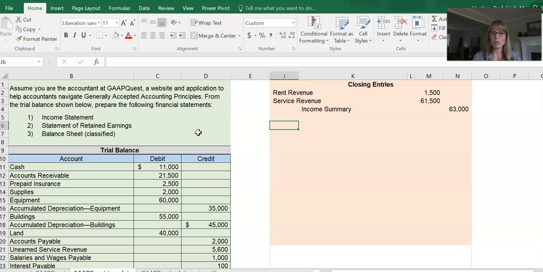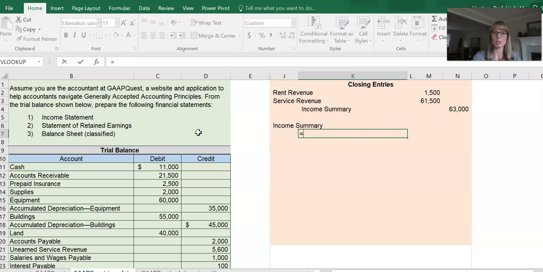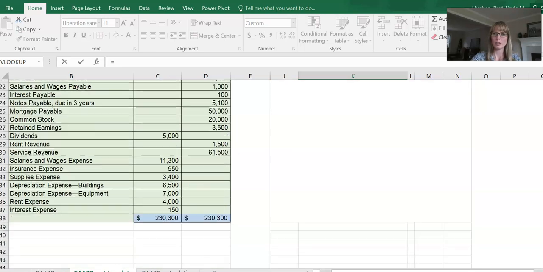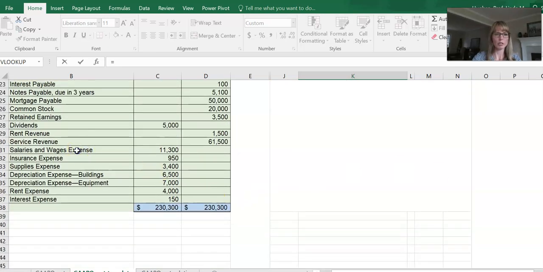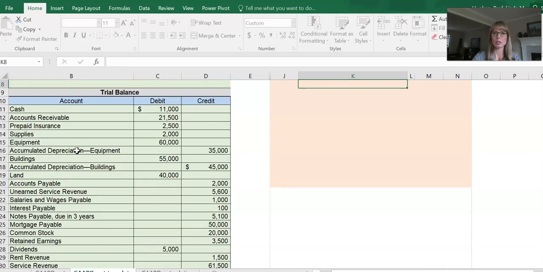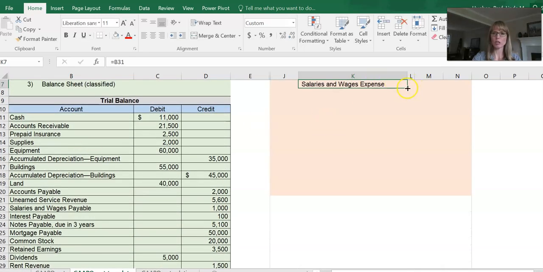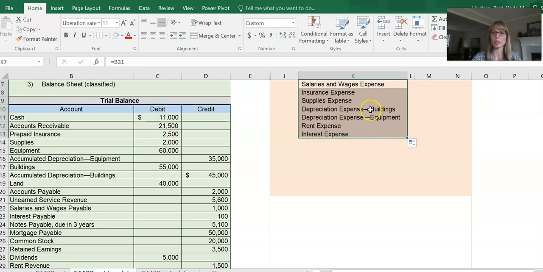Next, I want to transfer all of my expense accounts into the income summary account. Now remember that expense accounts carry debit balances, so we are going to credit the income summary account for the total of all our expenses. Now we need to close out every single expense account. We are going to close depreciation expense to each one. Remember, on our trial balance, we track each one separately related to our long-term assets, so the depreciation expense on the building and the equipment.